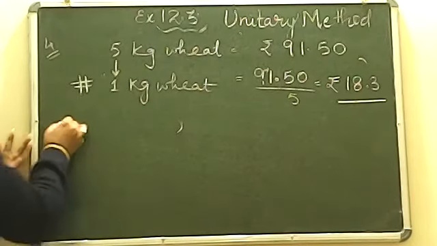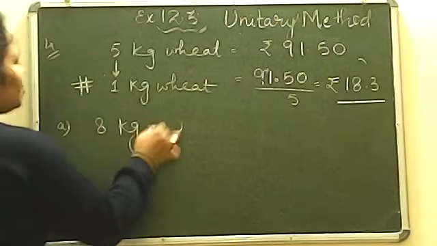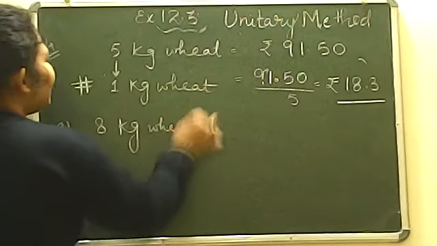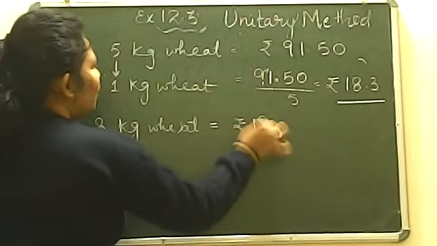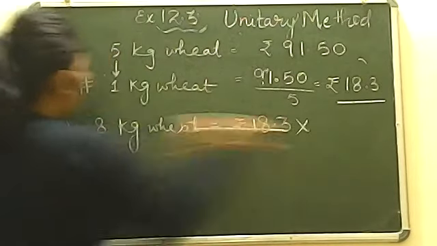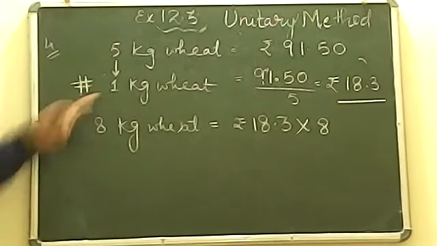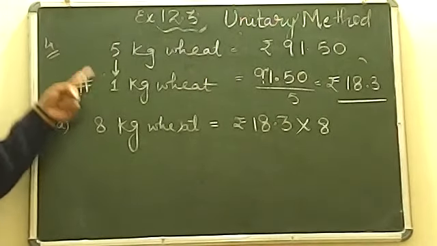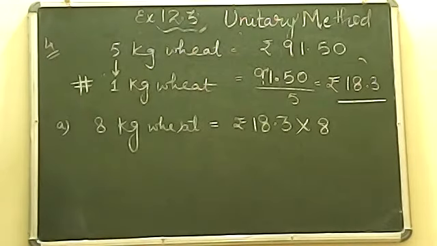Now in our first question we want 8 kg of wheat. So now we will find out for 8 kg of wheat what we will do. Rupees 18.3 multiplied by 8. Why are we multiplying? We knew the cost for 1, we are finding for many. So from 1 to many, multiply. Now multiply this and tell me the answer. What will you get?